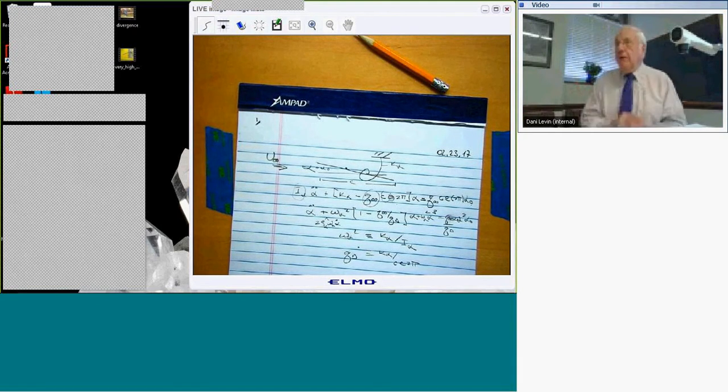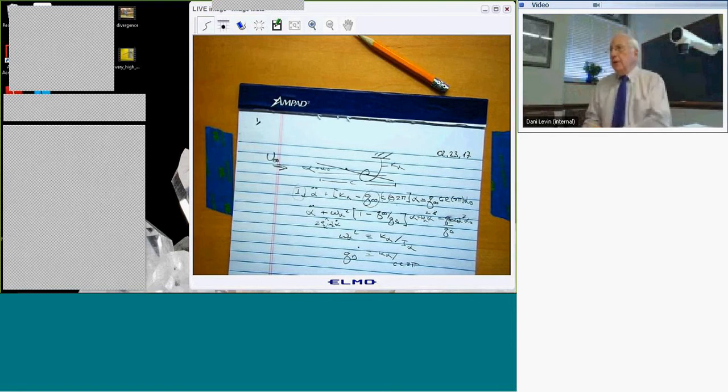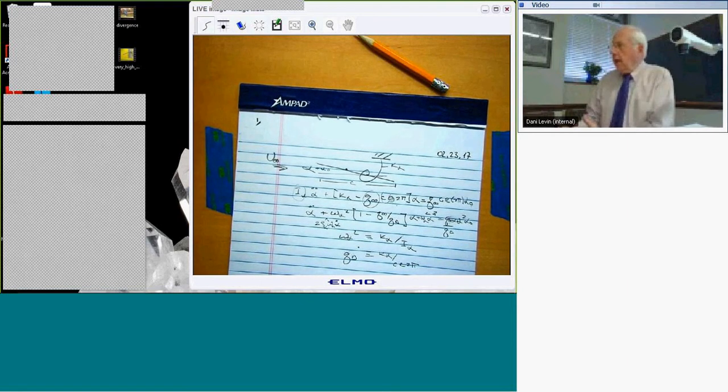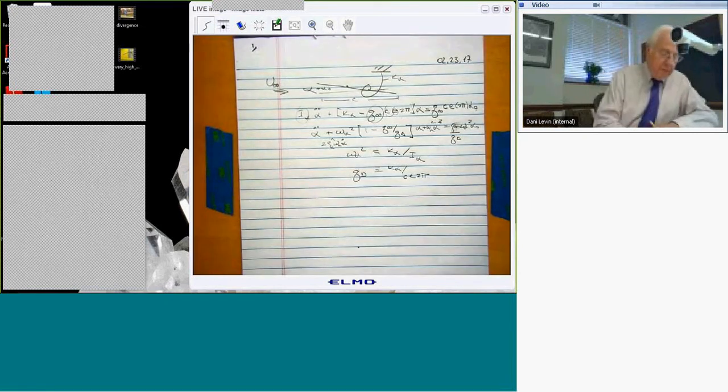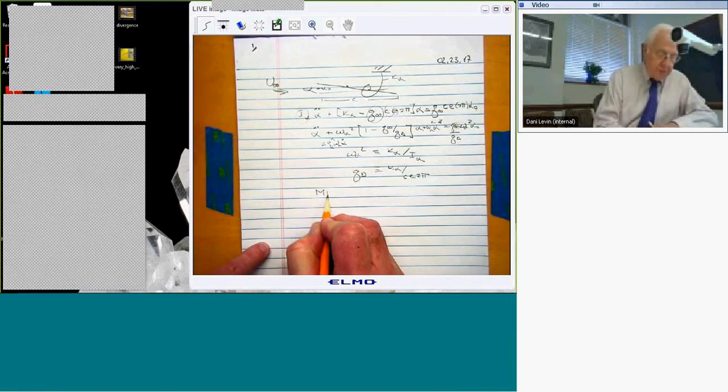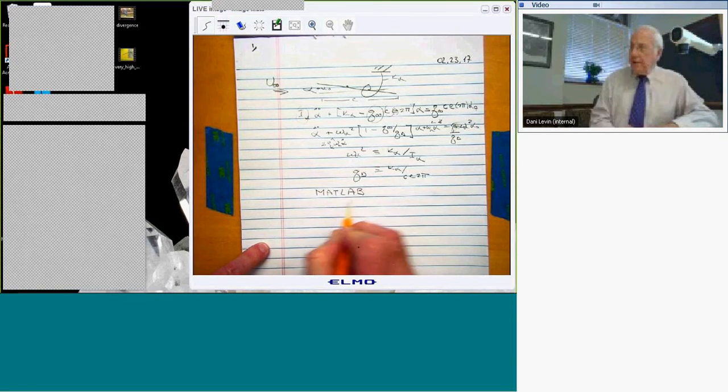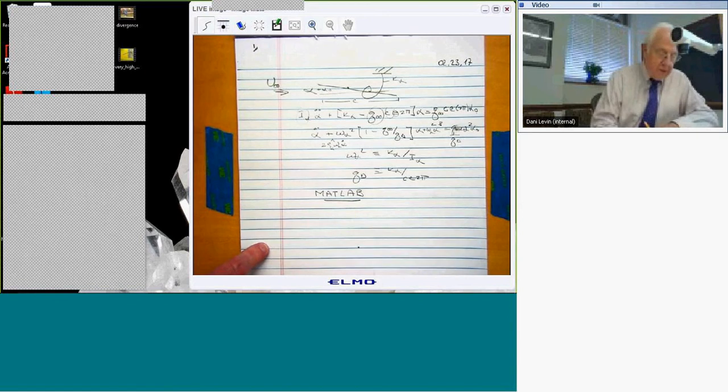Now the question is how to find alpha. The simplest thing to do is get out your MATLAB manual and look under nonlinear differential equations, or linear differential equations, and look up the subroutine that gives you the time history of the solution. So that's probably the first thing you would do if you were doing this in real life, right? So you use the software.